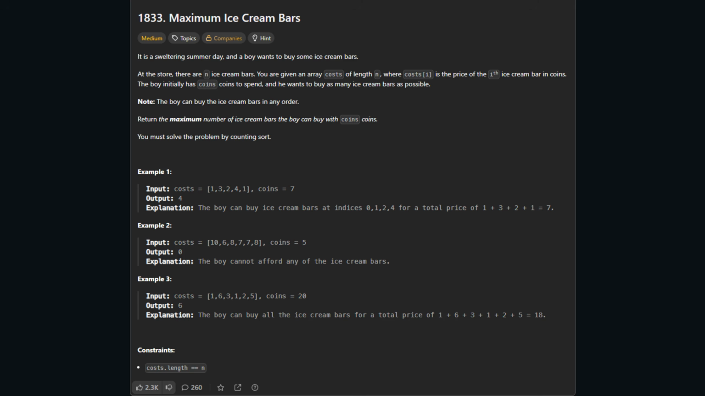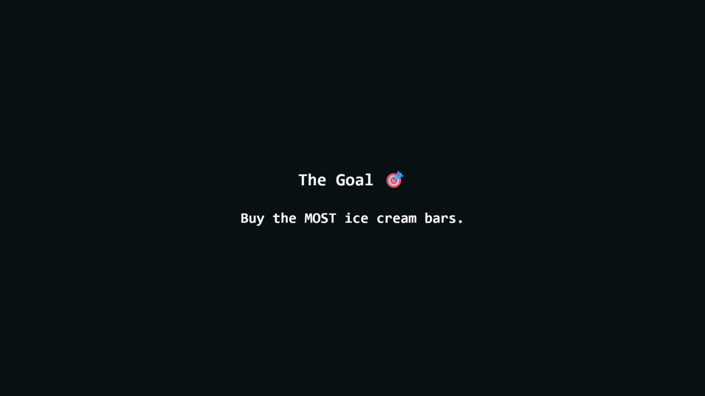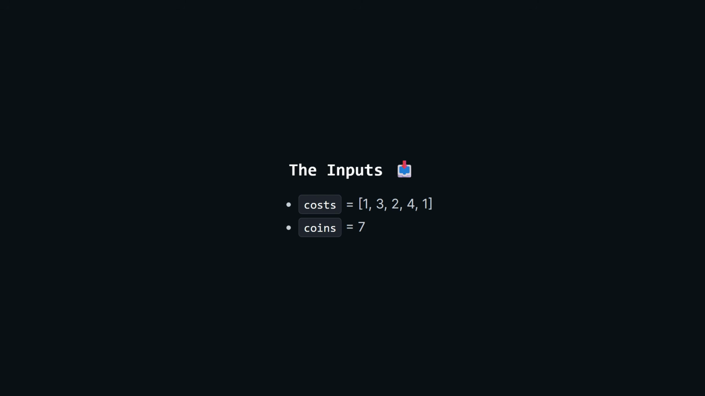Here is the official problem page. It has a bit of text and some constraints, so let's break down exactly what it's asking us to do with a simple visualization. Imagine it is a sweltering summer day. You have a set amount of money, and your only goal is to buy the absolute maximum number of ice cream bars possible. To figure this out, we are given two things: a list representing the prices for each individual bar, and a number representing the total coins we currently have in our pocket.